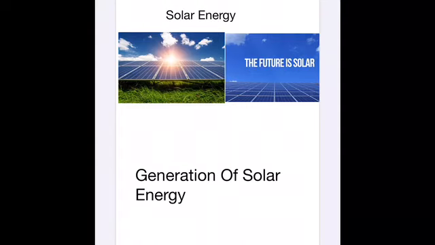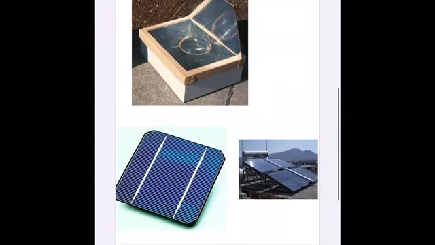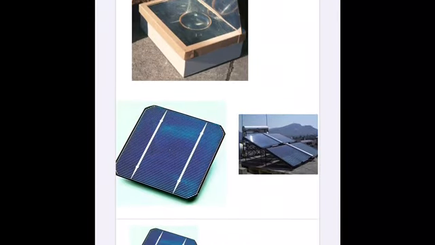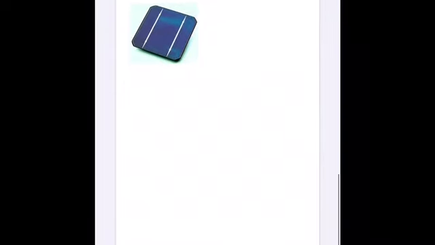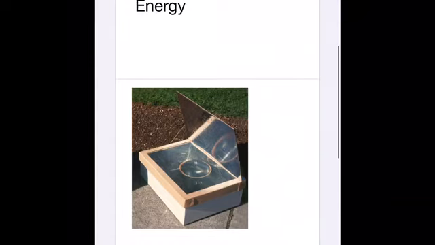Now, what are the ways that we can use this solar energy in different forms so that we can save the conventional sources of energy? There are several techniques that have been developed in India for harnessing solar energy, like the solar heater, photovoltaic cells, and the solar cooker. There are so many appliances that we can use for harnessing this solar energy.